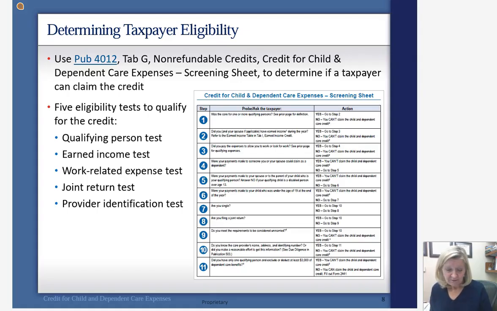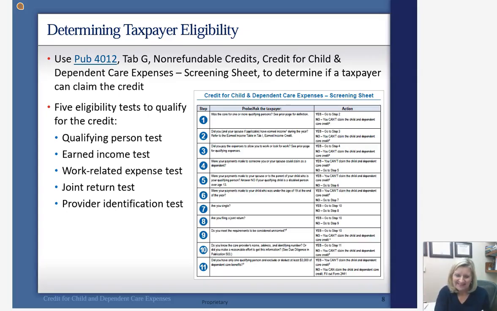If you're single, then you go ahead and find out if you know the provider's name, address, and identification number. So it might just be their Social Security number if it's an individual, but it might be their taxpayer identification number if it's a center. You need to make sure you have that information for the tax return. Did you have only one qualifying person and exclude at least $3,000 of dependent care benefits? If not, you can claim the child and dependent care credit, and it will be filled out on Form 2441.